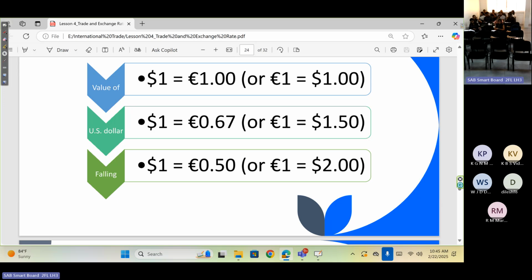Previously, to purchase $1 you needed to pay €1. And now $1 is 0.67 euro. Then $1 is 0.5 euro. What is strengthened? Euro. The euro has strengthened, the dollar has weakened.